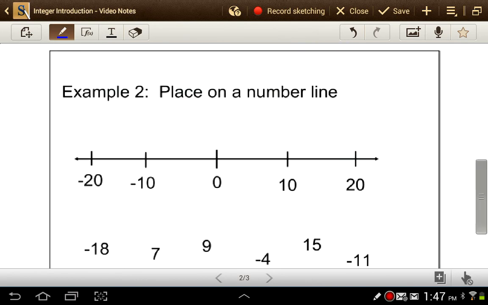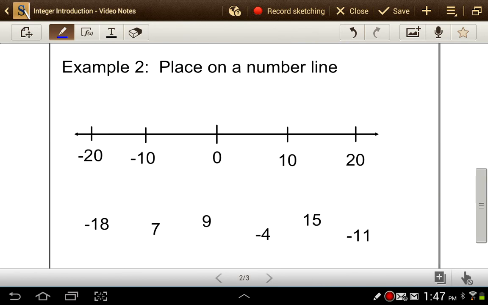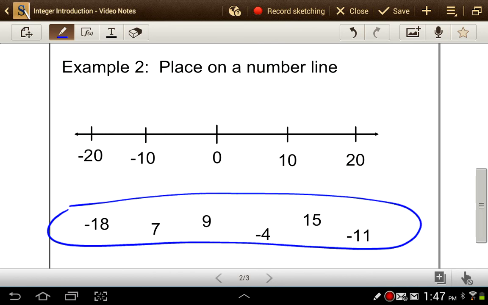Alright, example 2. Placing them on a number line. Okay, so I have my numbers down here that I want to place on my number line. So negative 18. When I'm counting here, I go 0, negative 1, negative 2, negative 3, negative 4. Move on. There's negative 10. Keep moving. Negative 18 is about right there. So I'm going to put my mark.